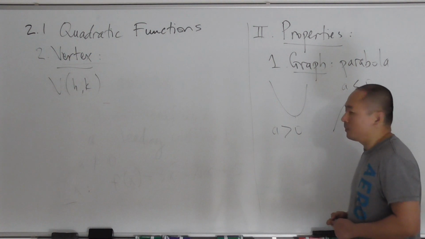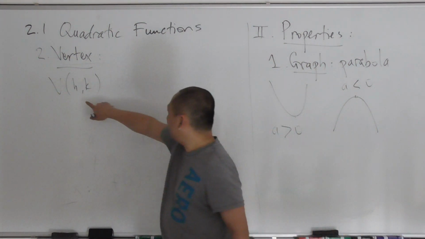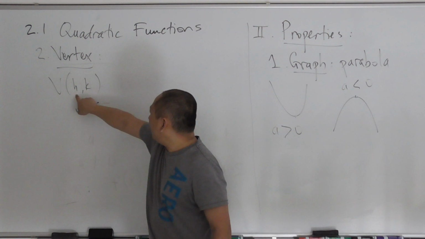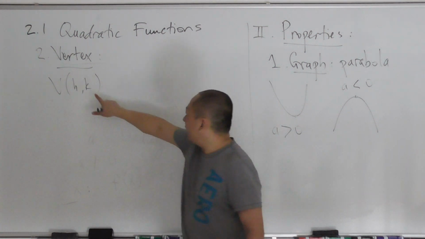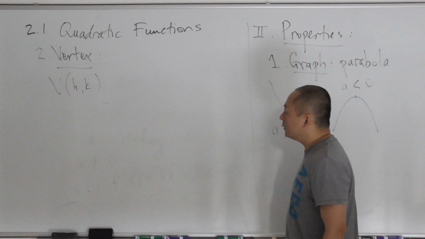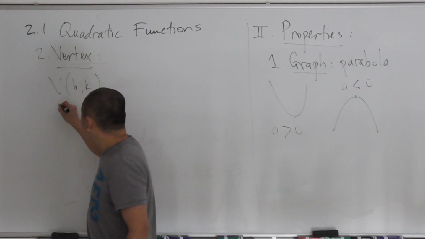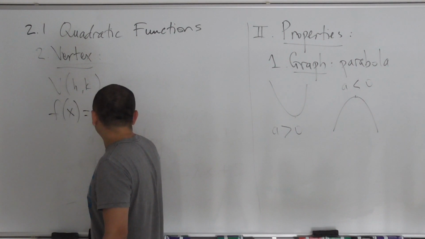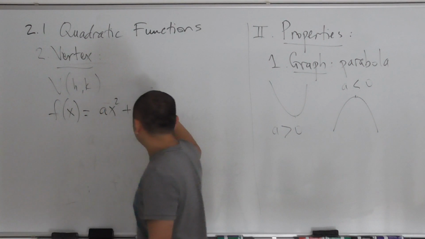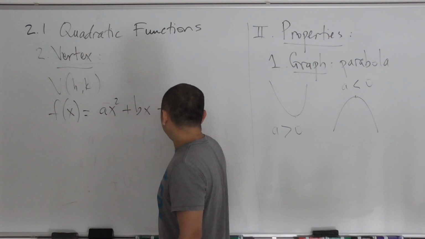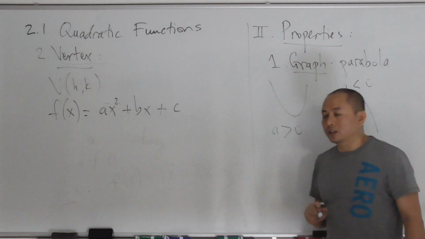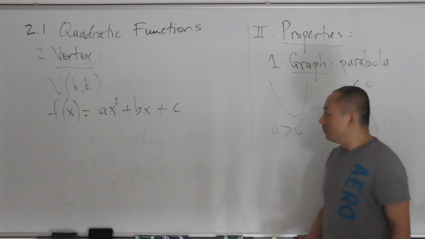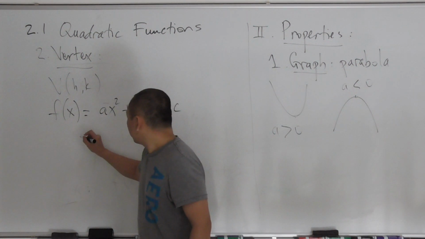Okay? And since it's a point on the plane, we denote it by V(h, k), where h represents the x coordinate and k is the y coordinate. So in general, if you are given a quadratic function, f of x equal to ax squared plus bx plus c, then you will be able to find the vertex of that parabola, regardless of the orientation, whether it's upward or downward. And the formula is this.